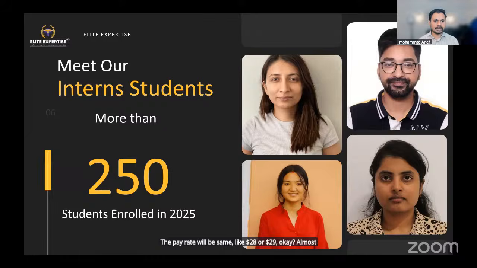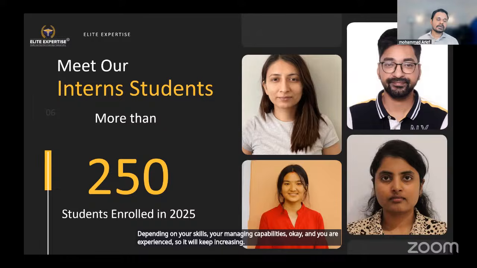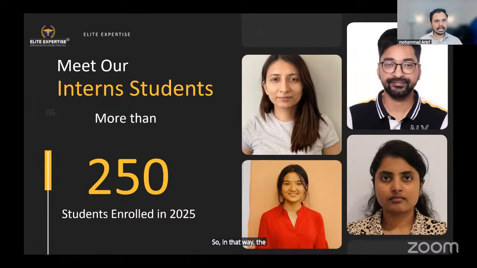Almost the same. But the main difference comes once you become a fully licensed pharmacist. When you become a fully registered pharmacist, your pay jumps from $29 straight away to $45 per hour. Then from there, depending on your skills, your managing capabilities and your experience, it will keep increasing. In that way, the salary will go higher and higher.